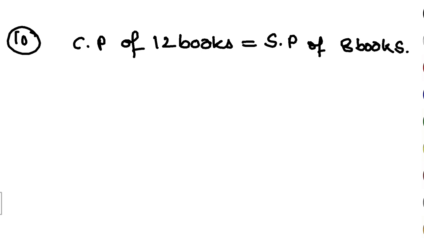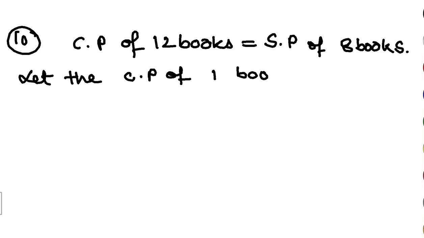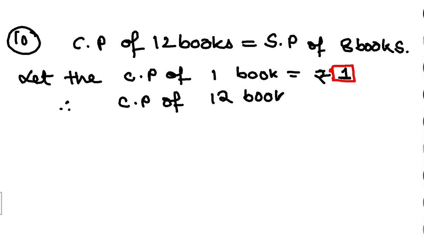Okay, so now a very easy way to do this is, let the CP of one book be rupees 1. I can assume 10 also, 20 also, I can assume 100 also, but it will be easy to calculate if I take 1. That is why we take 1. Okay, this part is important. So what will be the CP of 12 books then? CP of 12 books is obviously 12.